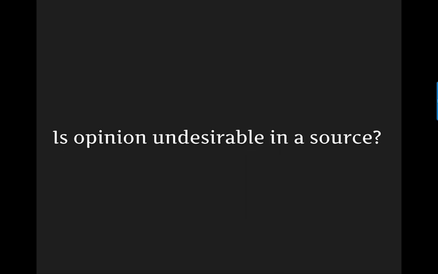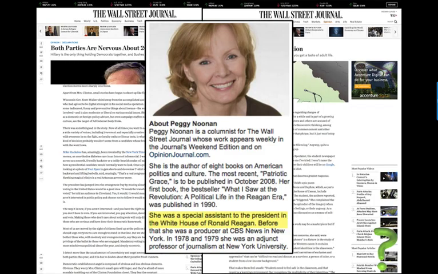So one of the questions that comes up is, is opinion undesirable in a source for research? Whether or not you're doing a research project on op-ed writing or not. And the answer is really contingent upon what it is that you're researching.